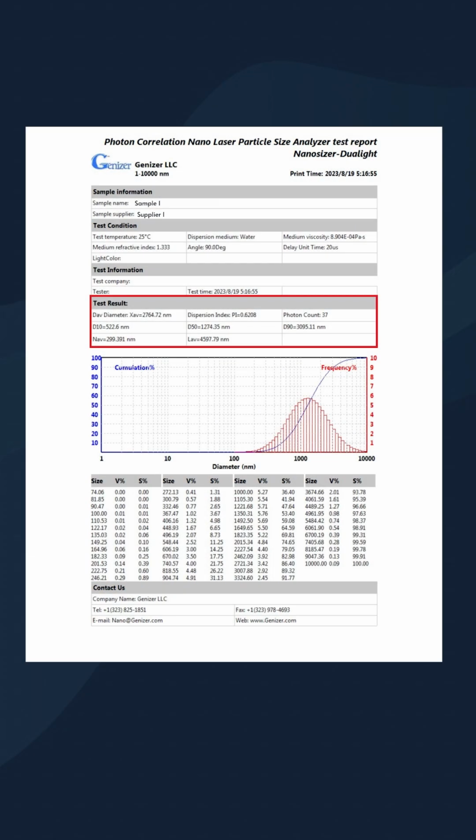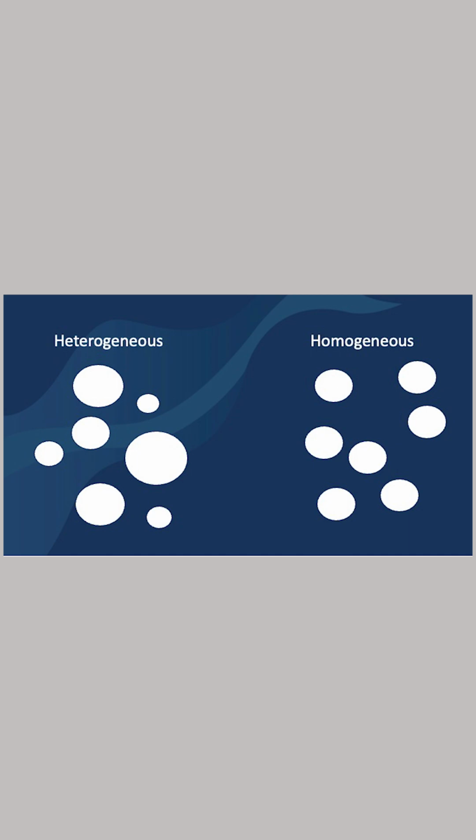To get new information about your sample, go to the test results section. The dispersion index, PI, or heterogeneity index, measures how dissimilar the sizes of particles in a sample are. If the PI is larger than 0.7, the size range is probably too broad for accurate use.